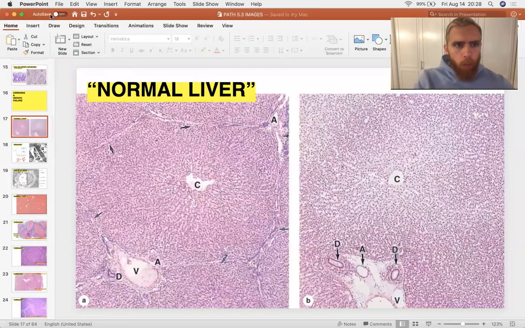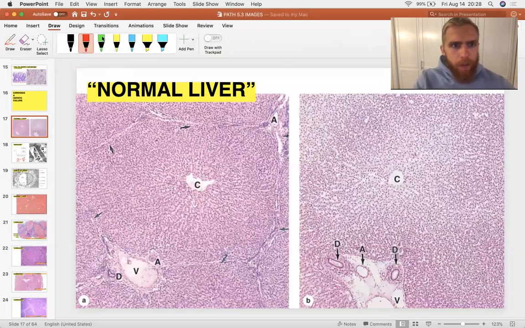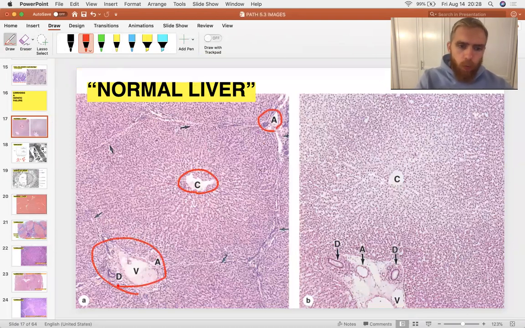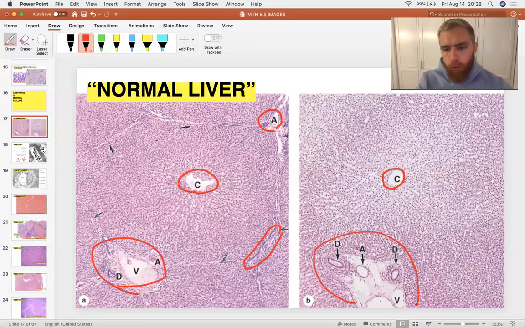So here we've got a normal liver, and smack in the middle, central vein, surrounded by portal triads, venules with small arteries, small bile ductule. There's one that's a little bit collapsed. Same thing here, a little bit zoomed in. A very prominent central vein with a very prominent portal triad.